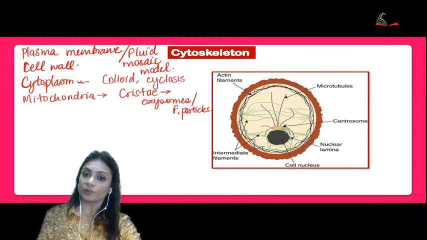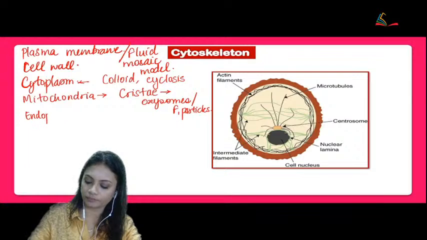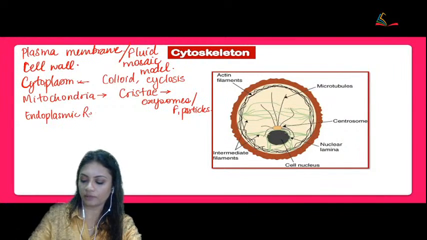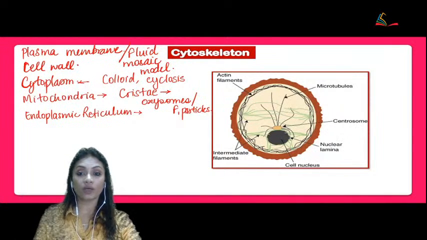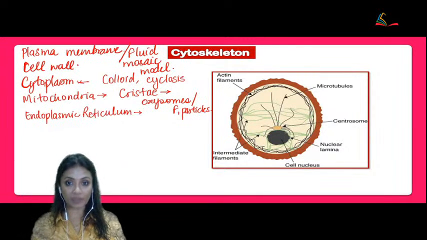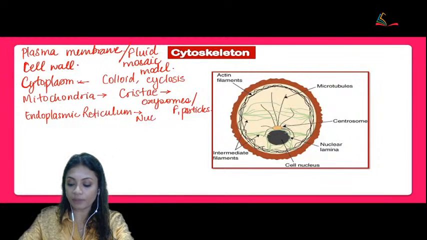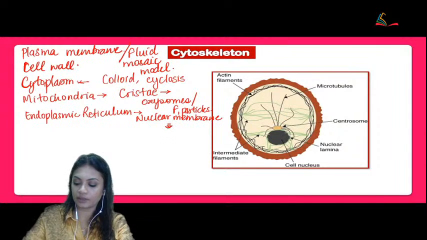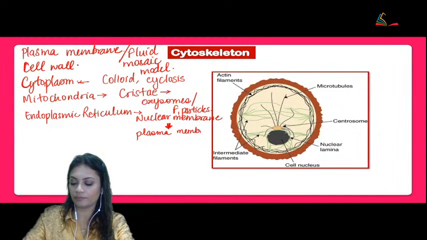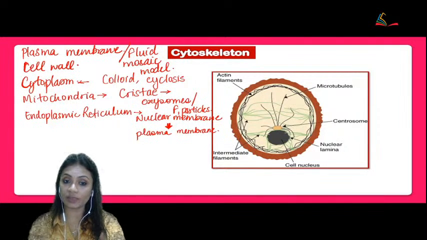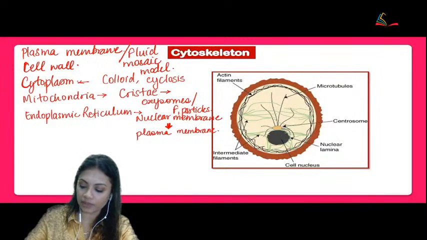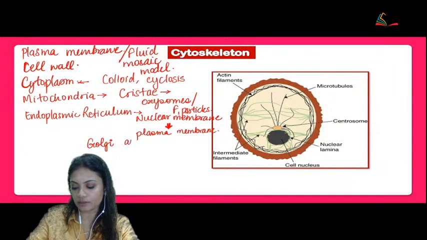After the mitochondria, we headed on next towards the endoplasmic reticulum, and this endoplasmic reticulum was the whole framework of the cell. Do you remember that the endoplasmic reticulum was a chain connecting the nuclear membrane with the plasma membrane? After endoplasmic reticulum, the next part was called the Golgi apparatus or complex.